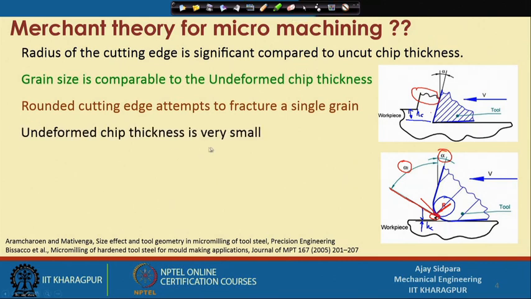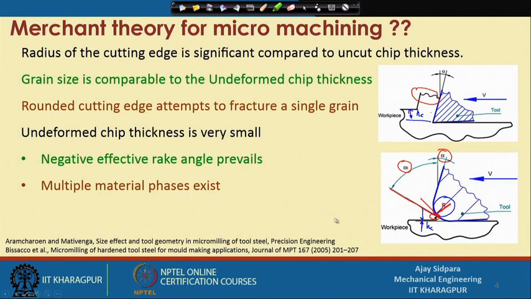So, the undeformed chip thickness is very, very small, that is what is shown here. Negative effective rake angle, cleavage. This is called a negative rake angle. This is the effective negative rake angle, because our nominal rake angle is this one, but when you do machining at a micro scale, you end up with this angle. Your actual angle is this one, and that is considered the negative rake angle.